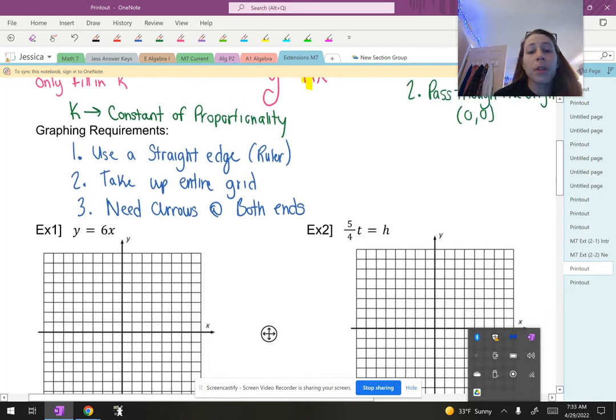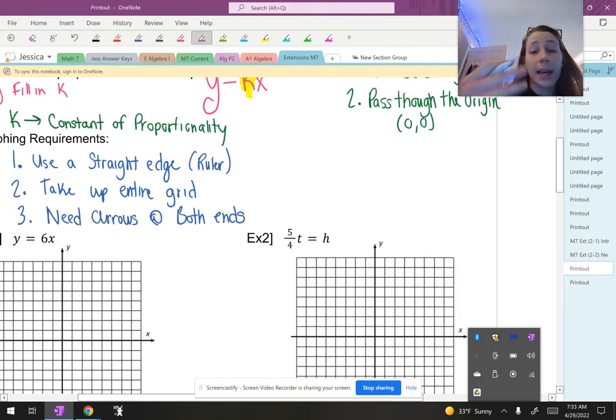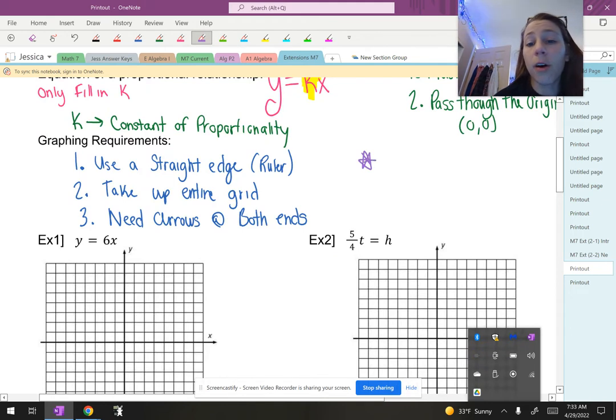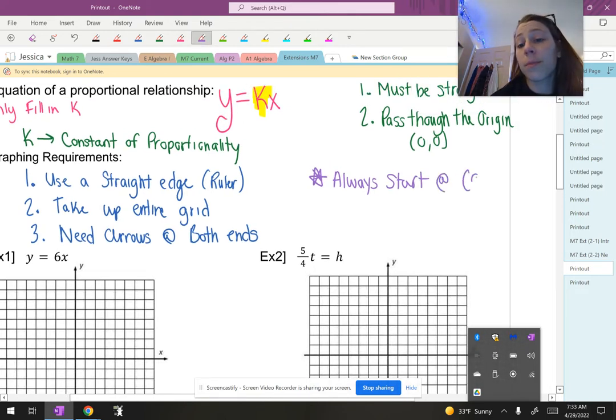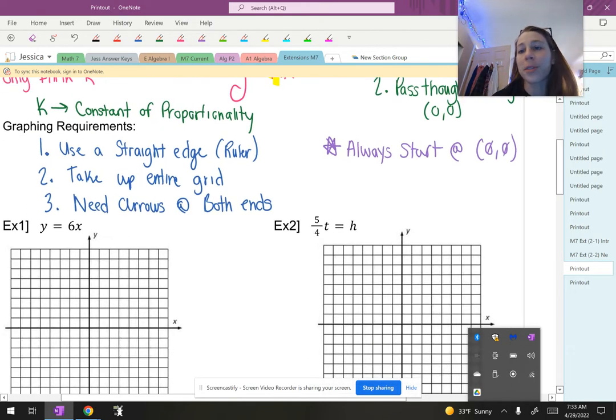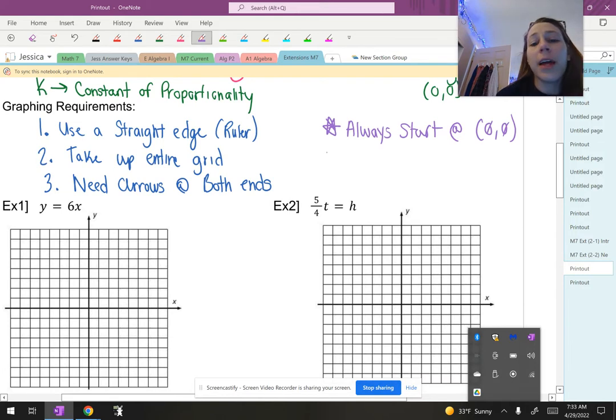Alrighty. When we're graphing, we're going to be looking at that k value, or that constant of proportionality. That k value is going to tell us how to move on the graph. When you're graphing, you are always going to start at the origin point, that 0, 0 point. That's the first point we're always going to plot on our grid. Then we're going to use the k value to move.